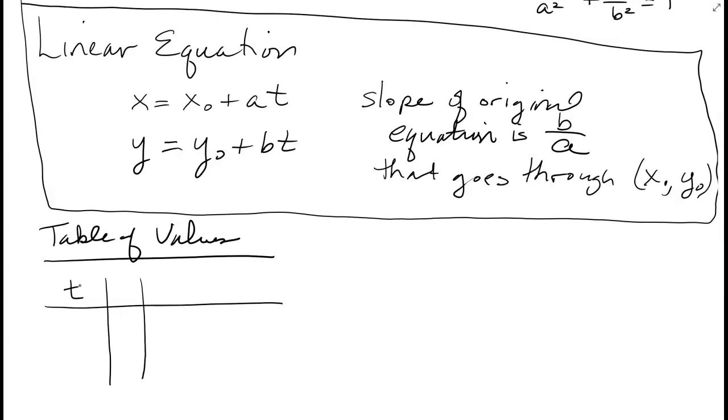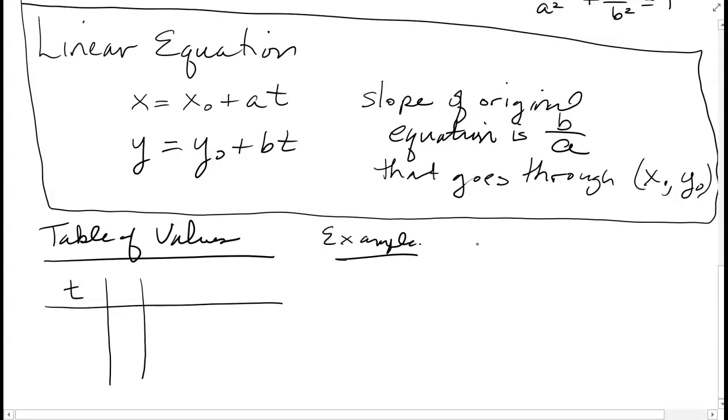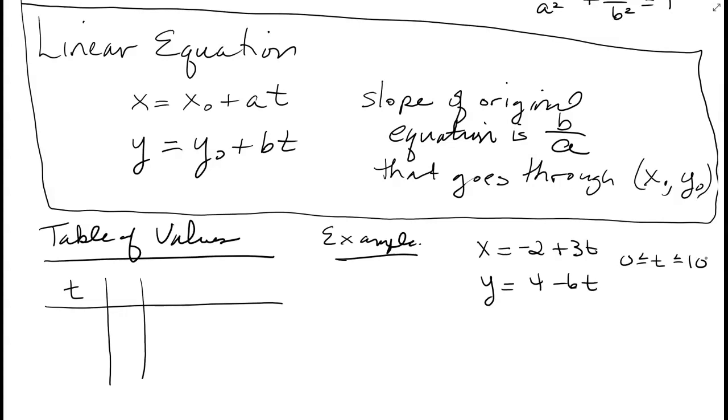Now, t is often defined. So let me give you an example. Of course, I started with the table without an example. Let's say my parametric equations are x equals -2 plus 3t and y equals 4 minus 6t. And I'm going to define t. Now, when you're working in parametric, one thing I want you to realize is that t becomes your independent variable. x and y are dependent.